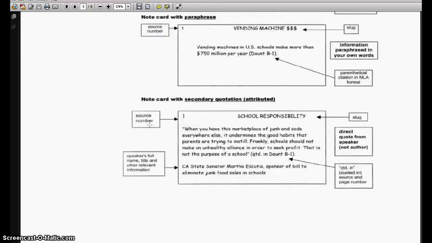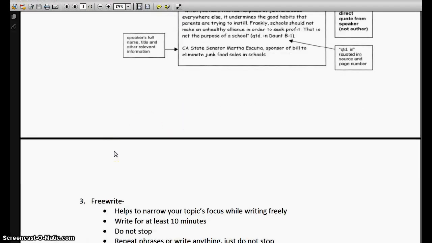Okay. So note-taking is very, very good. It's a good way to gather your information, especially if you don't know a lot about the topic.